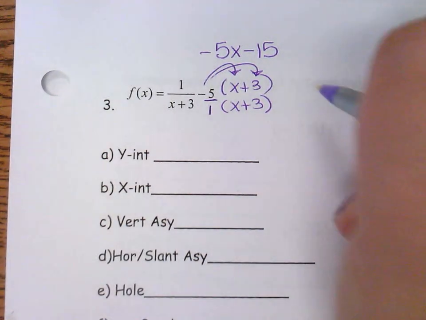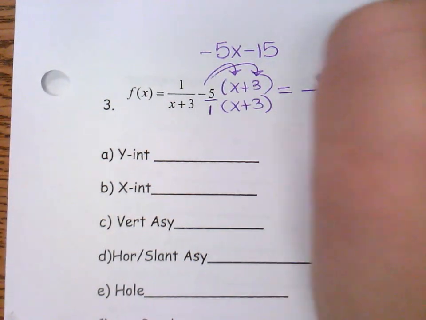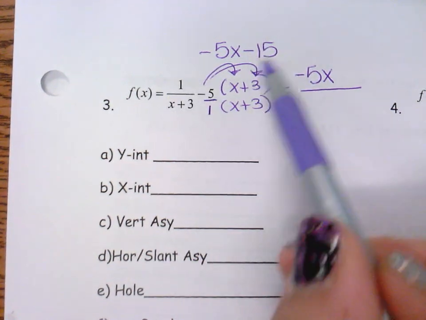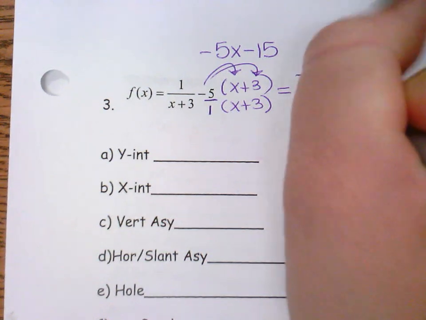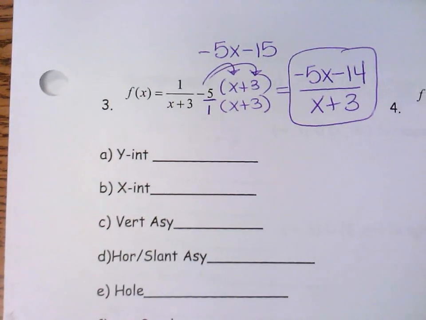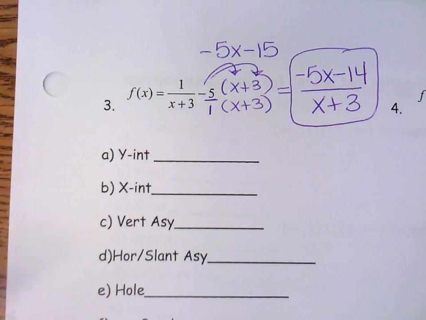So my new rational function is really negative 5x, and then I've got 1 over here, and I have negative 15. I'm adding them together, so minus 14 over x plus 3. Now that looks like a rational function that I could do something with. Right? I can answer all these questions.